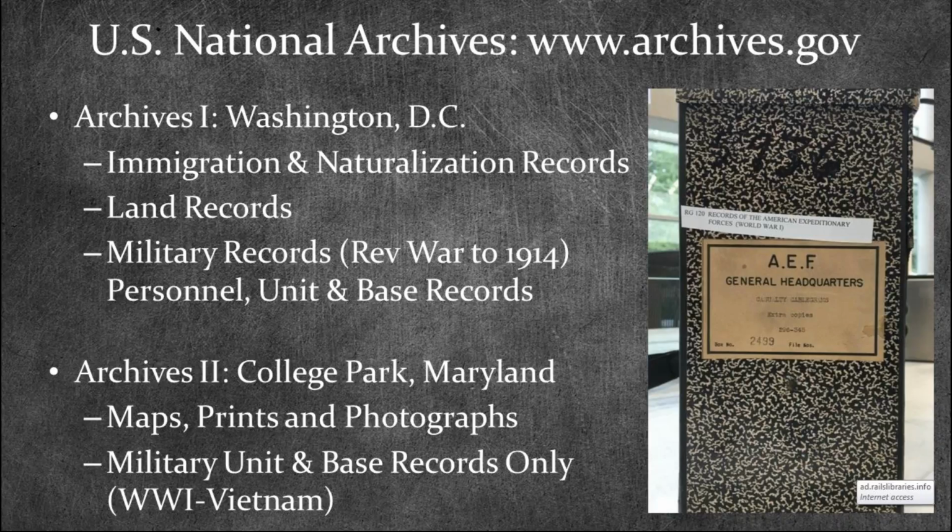There's also what's called Archives 2, which is a separate building off of the University of Maryland in College Park. And they collect things like maps and prints and photographs. They have an extensive prints and photographs division. They also collect video recordings and audio recordings, as well as military records just for units and bases. They do not have personnel records from World War I to Vietnam.